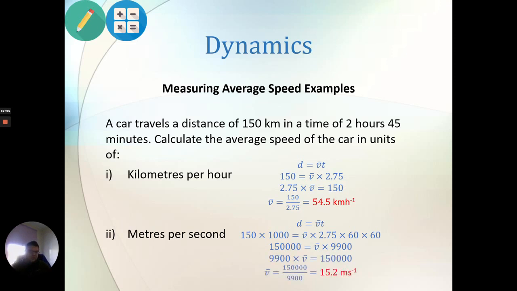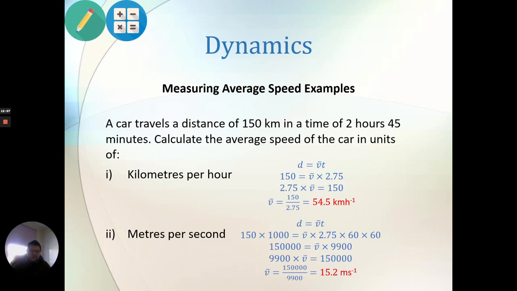We rearrange that, and we get our average speed as equaling 15.2 meters per second. Now, I'm going to tell you a cheat here. The cheat is, if you want to convert kilometers per hour into meters per second, divide by 3.6. That's it.